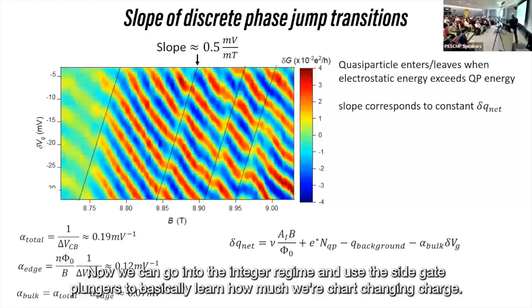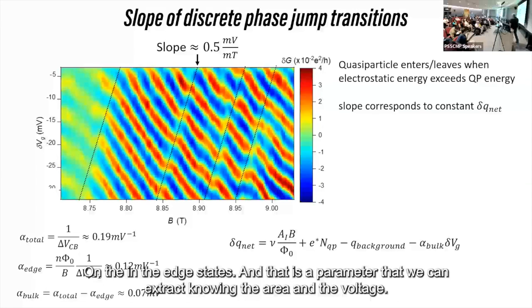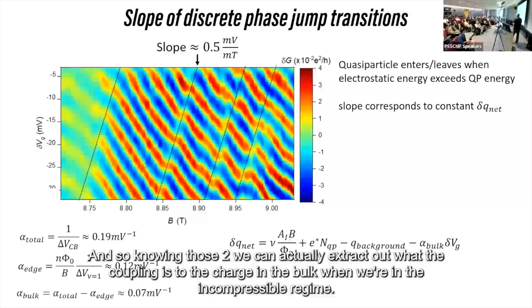Now we can go into the integer regime and use the side gate plungers to basically learn how much we're changing charge in the edge states. And that is a parameter that we can extract knowing the area and the voltage periodicity in gate voltage. And so knowing those two, we can actually extract out what the coupling is to the charge in the bulk when we're in the incompressible regime.